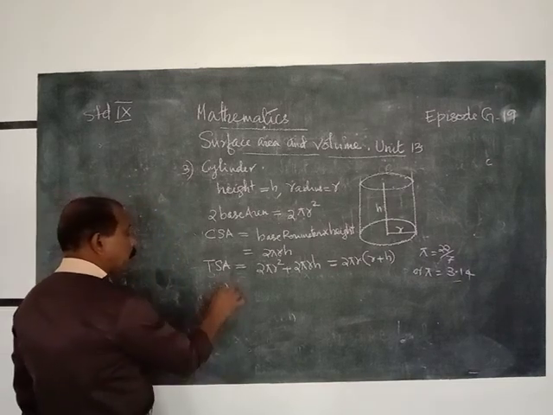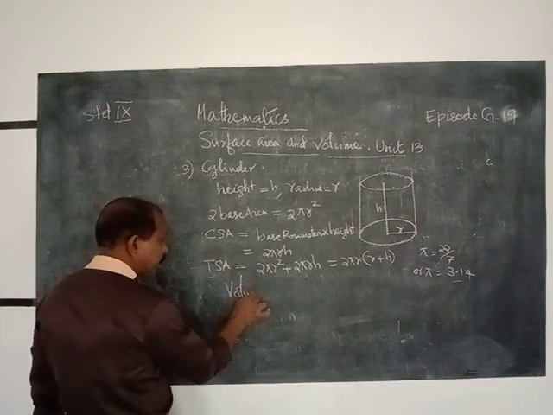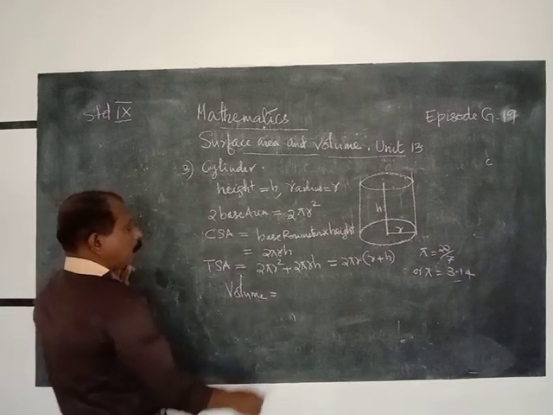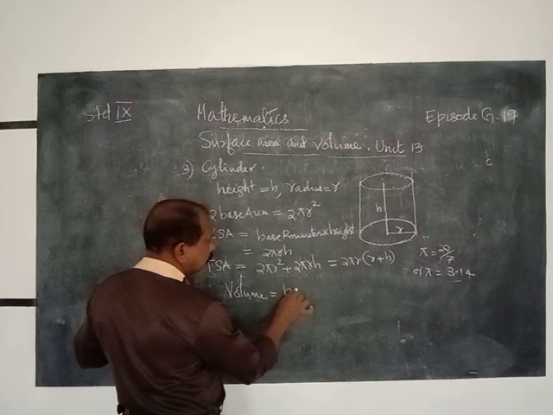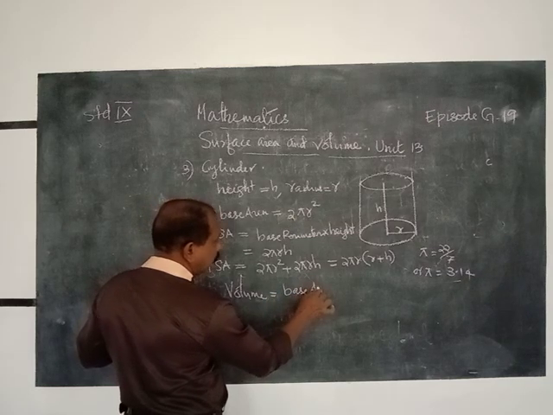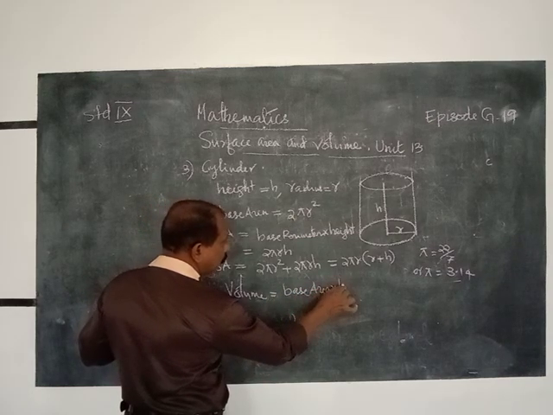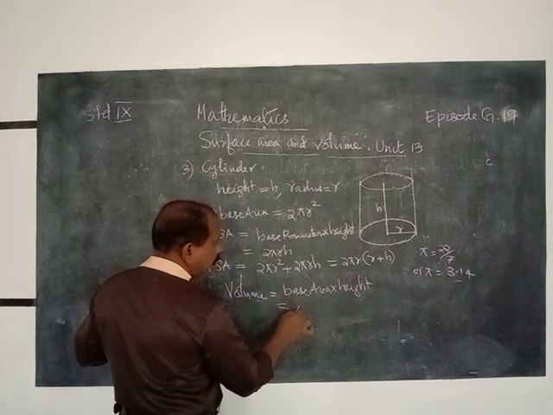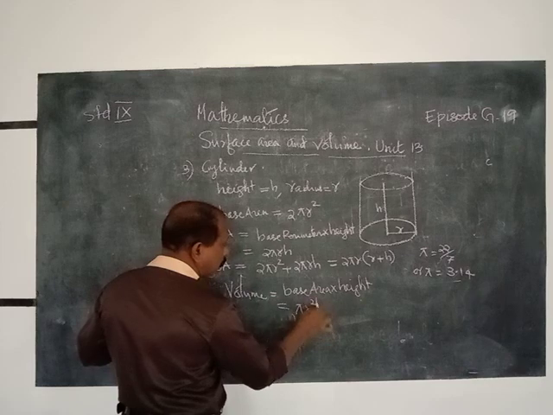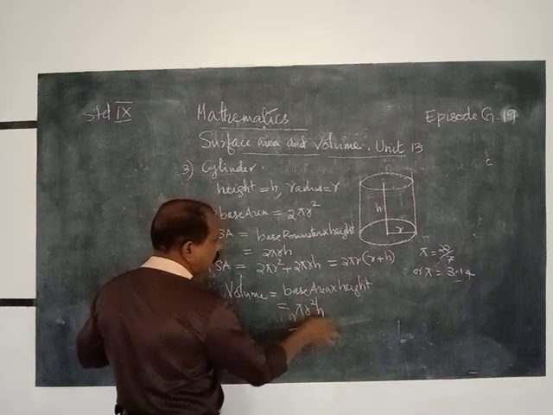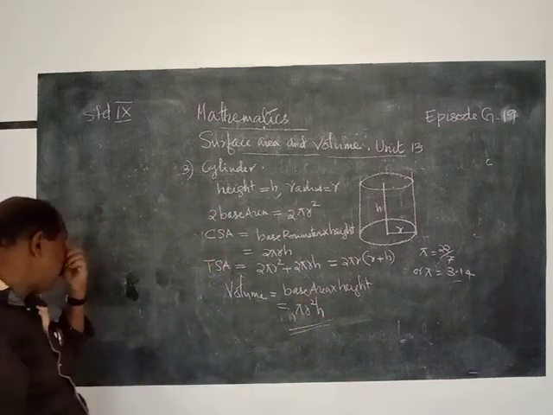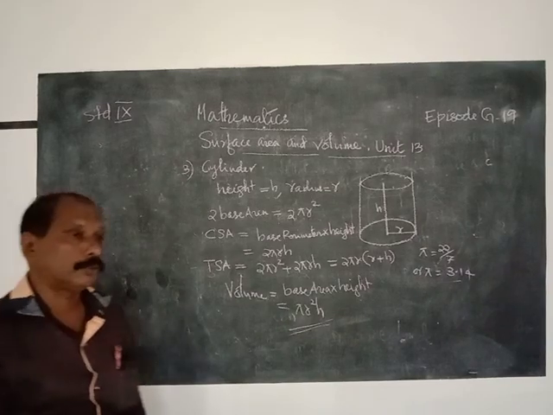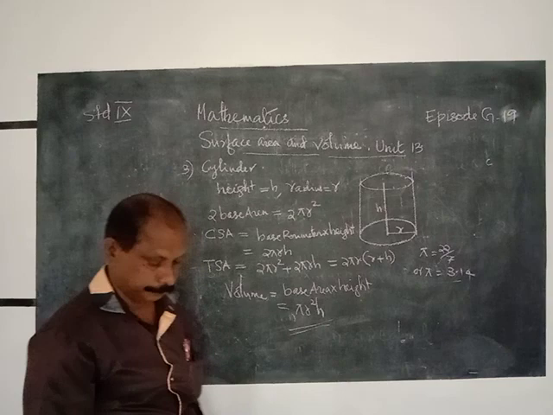And the volume is equal to base area into height. What is base area? Pi r square into height. Therefore, pi r square h is the volume of the cylinder, and 2 pi r into r plus h is the total surface area of the cylinder.